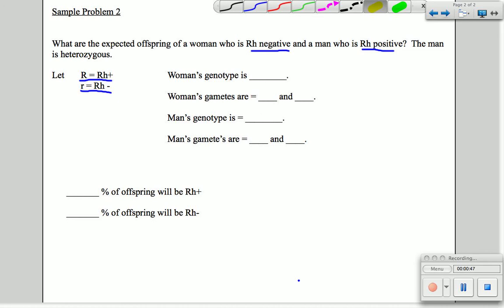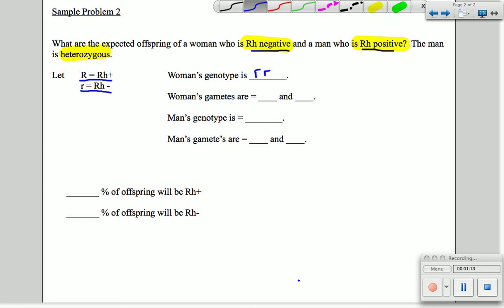the cross of a woman who's Rh negative and a man who's Rh positive. The man is heterozygous. So let's take a look at the woman who is Rh negative. Since Rh negative is a recessive trait, in order to be Rh negative, we need 2 copies of the recessive allele. So little r, little r.